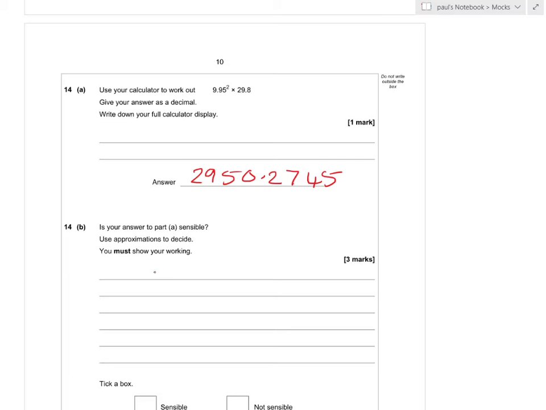Is your answer to part A sensible? Use approximations. Well, I'm going to go 10 squared times 30. 10 squared is 100, times 30 equals 3,000. Yeah, so it's sensible.